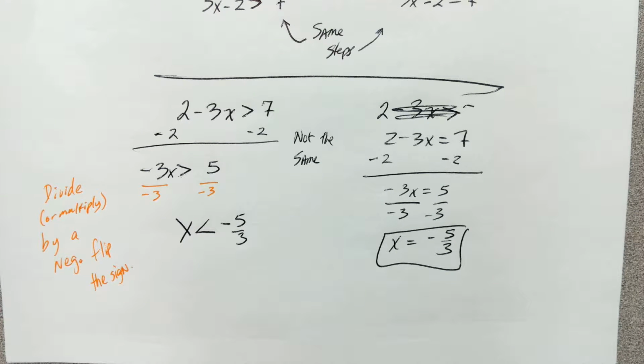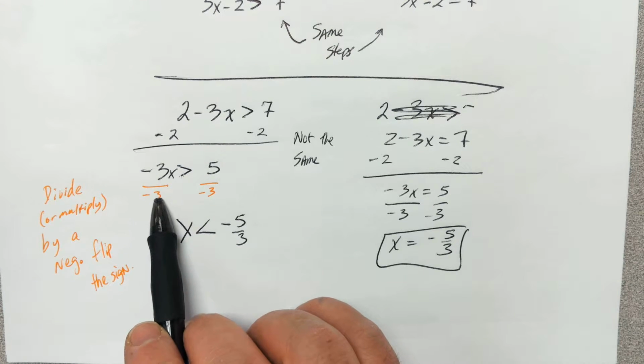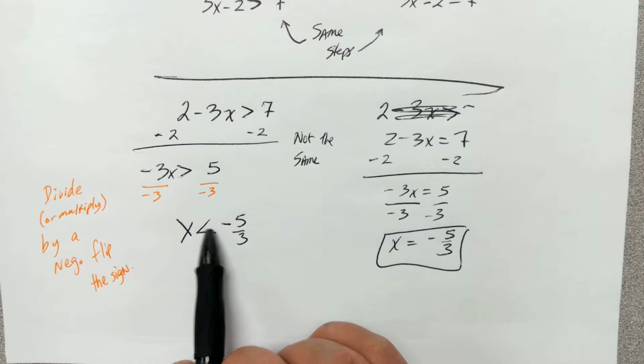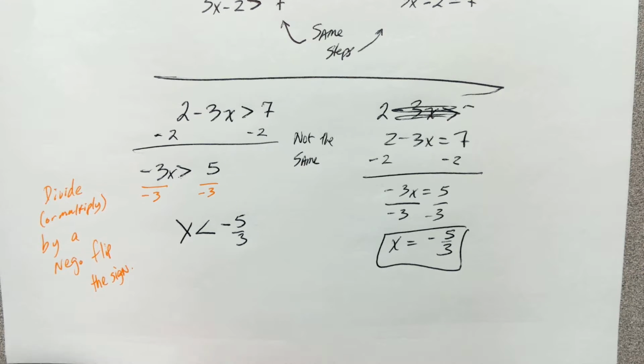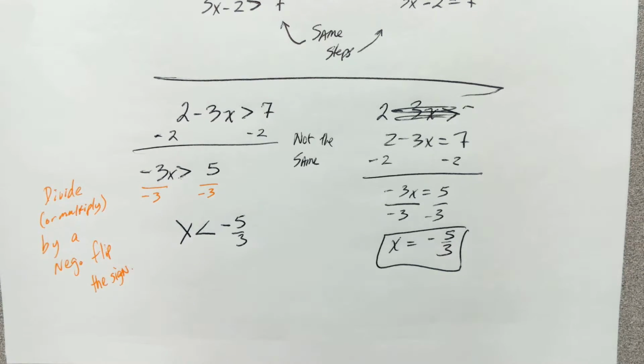Well, yeah, because x would be positive 1, so you got to know that sign is no longer true. You got to switch it. You got to flip it. Divide or multiply by a negative, flip the sign.